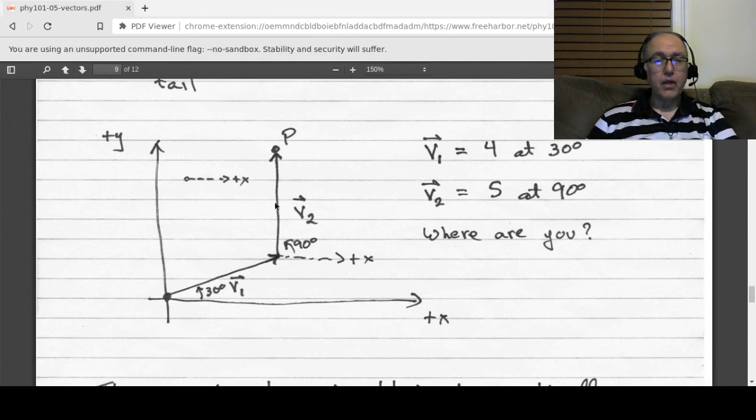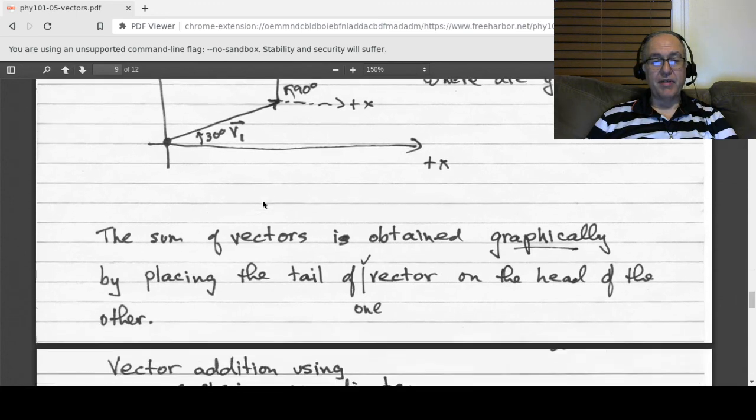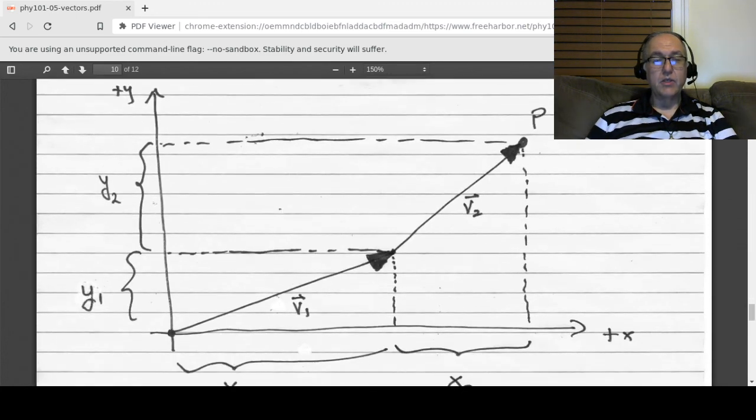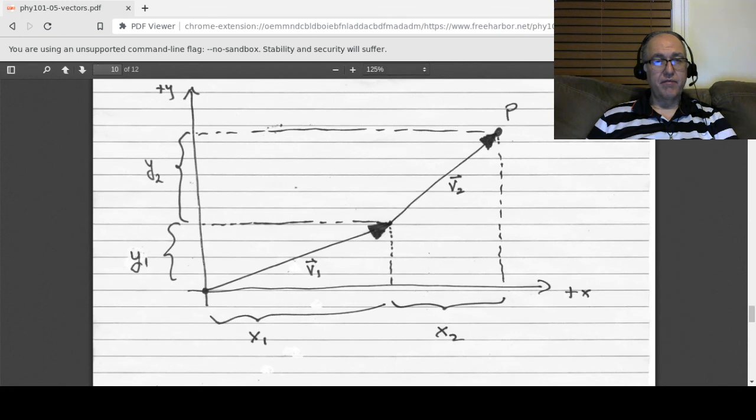Okay. So that's graphically how you do it. How do you do this algebraically? So what I'm going to do is try to motivate how you do that algebraically. Let me shrink that down again so everything fits in. All right. So here we go.